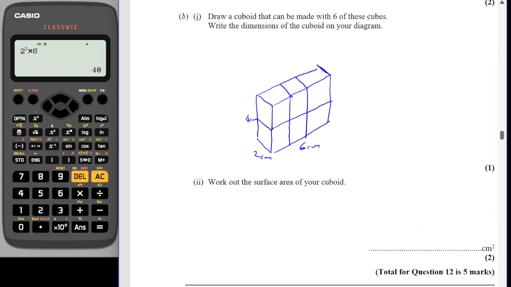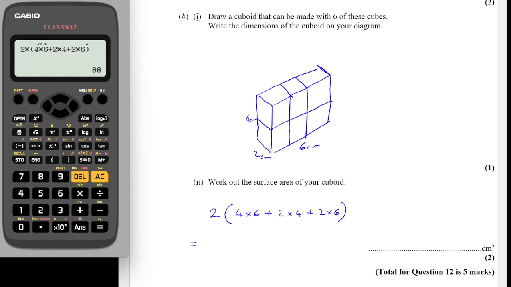Work out the surface area of your cuboid. So it's going to be 2 lots of the front face, so that would be 4 times by 6, plus 2 lots of 2 times by 4, plus 2 lots of 2 times by 6. So, and I'm going to go calculator for this. So I make the surface area to be 88 centimeters squared. So 88.